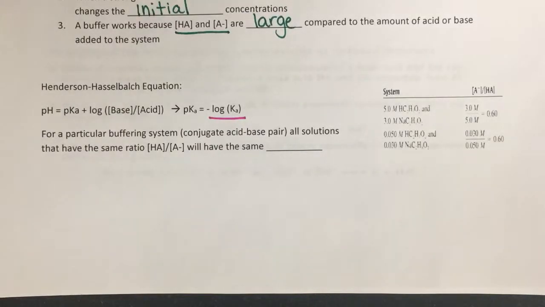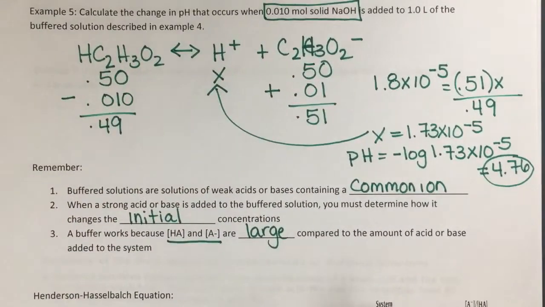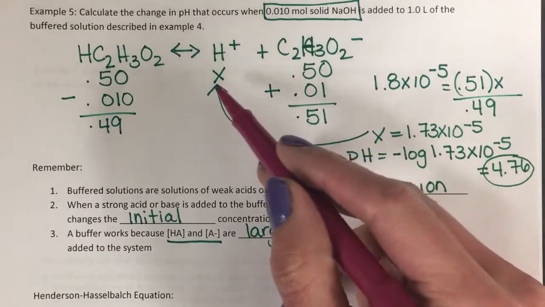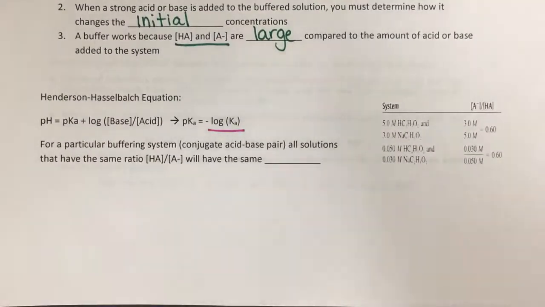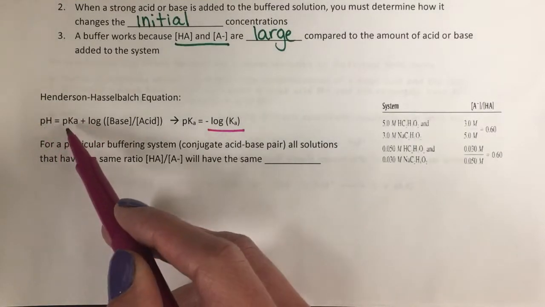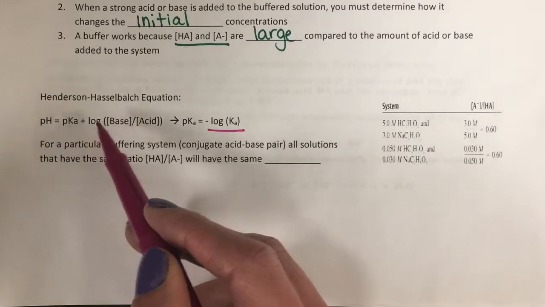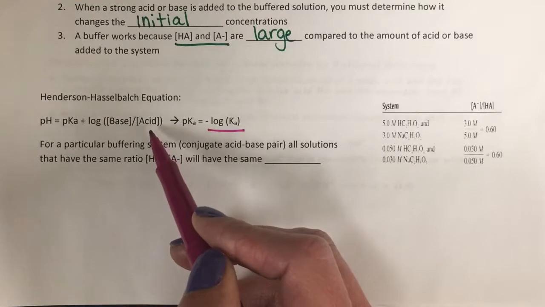So when we were looking at buffers before, we saw that we can calculate the pH using an ice table. I used my ice table to determine the concentration of the H+, and from there, the negative log of the H+ concentration equals pH. Alternately, I can use something called the Henderson-Hasselbalch equation. Now, the Henderson-Hasselbalch equation says that for a buffer, the pH is going to be equal to the pKa plus the log of the concentration of our base over the concentration of our acid.